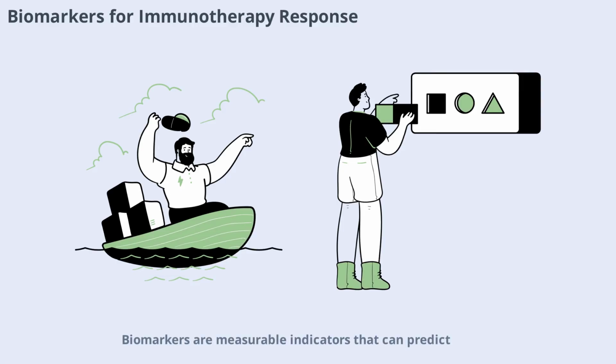Biomarkers are measurable indicators that can predict how a patient will respond to immunotherapy. Examples include PD-L1 expression, tumor mutational burden, and the presence of certain immune cells in the tumor. Identifying reliable biomarkers is essential for personalizing cancer treatment and improving outcomes.